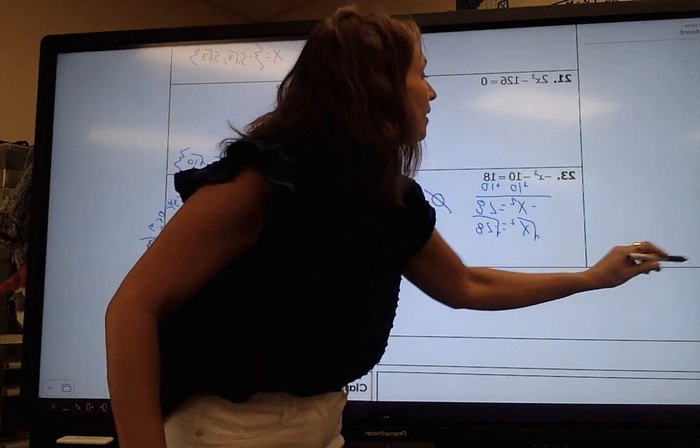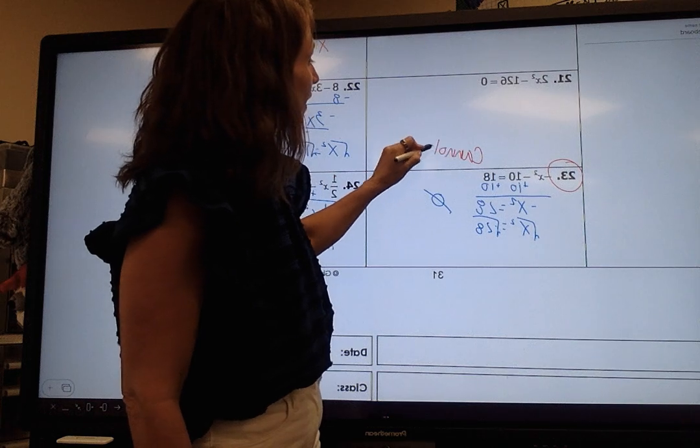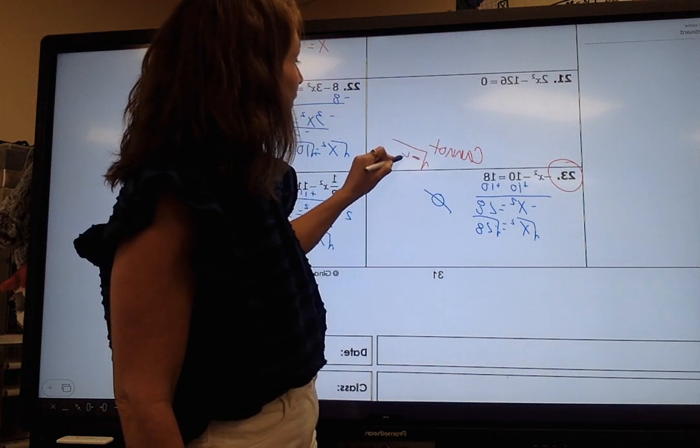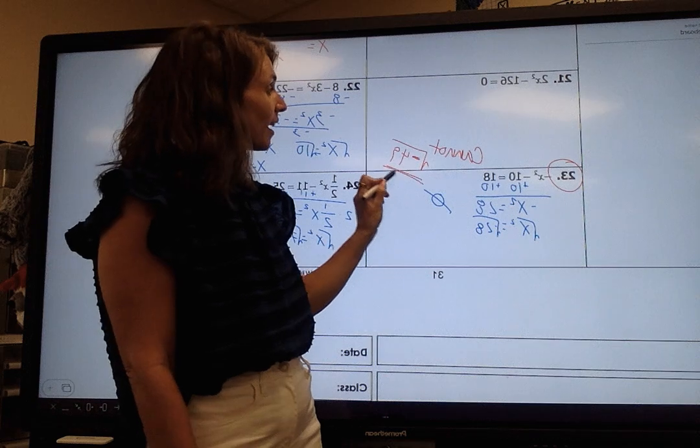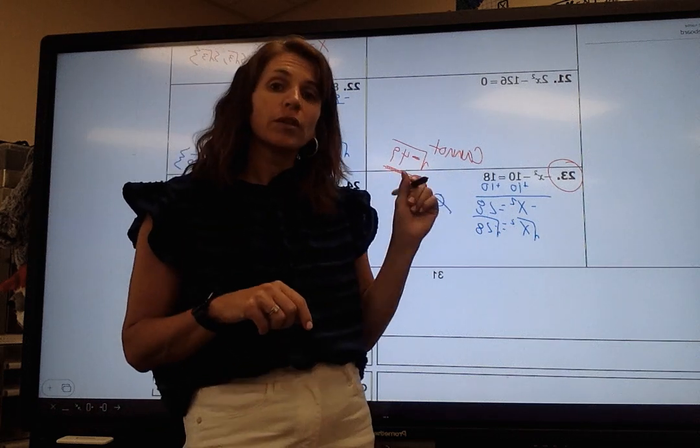You cannot, under any circumstance, take the square root of a negative. If your negative is inside your radical, you can't do it. So it's no solution. Okay, so if you're struggling on this, come and see me.